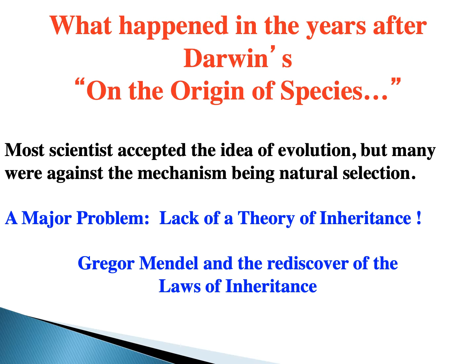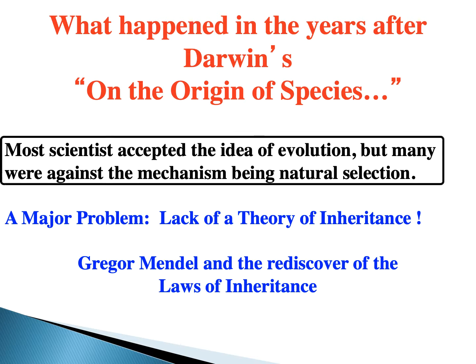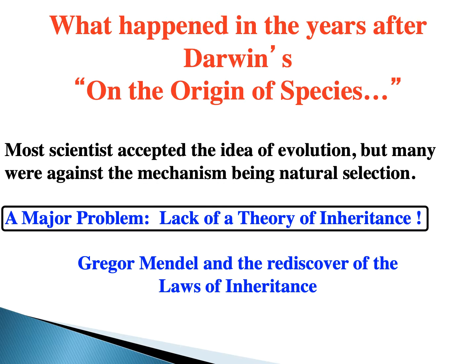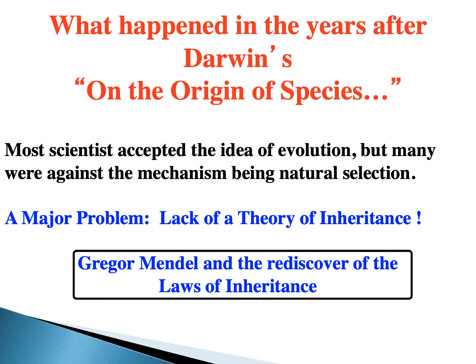Again, this video is primarily focused on the things that have happened since Darwin's Origin of Species, at least some of the major findings and events. Most scientists accepted the idea of evolution, but many were against the mechanism of natural selection that Darwin suggested. And the major problem was there was a lack of a theory of inheritance.